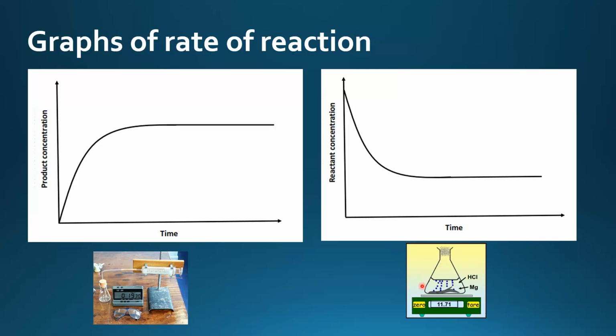You could also plot the change in mass from an experiment where a gas is produced, for example, and on the y-axis you'd plot the change in mass of the reactants, and on the x-axis you'd plot time. And you'd have a similar shaped curve to this one.